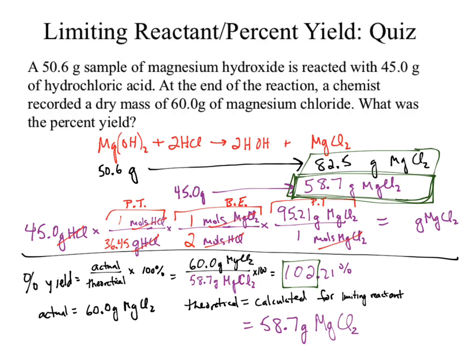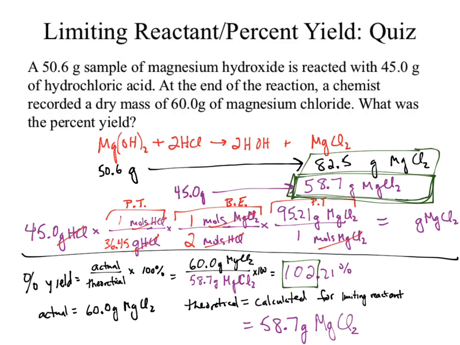So when it comes back to our experiment, more than likely what happened? They didn't remove all the water, which meant when they weighed it at the end, that 60.0 grams is not just magnesium chloride, it's magnesium chloride and water. That extra mass is what we're weighing, and that's why we see 102%.